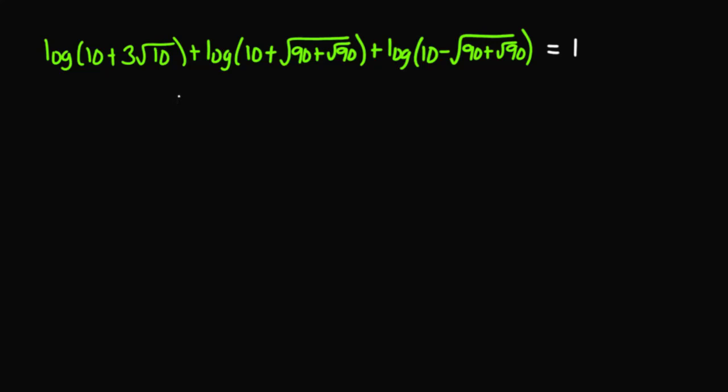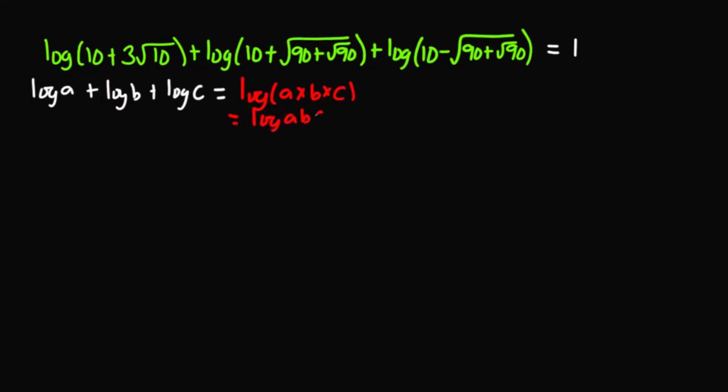Now, if you take a look at this problem, you realize that it is an addition of logarithms. And so we have to apply one of the properties of logarithm, specifically the addition property of logarithm. Now, the addition property of logarithm states that if we have log A plus log B plus log C, the law states that this is the same as log of A times B times C, which is the same as log ABC.